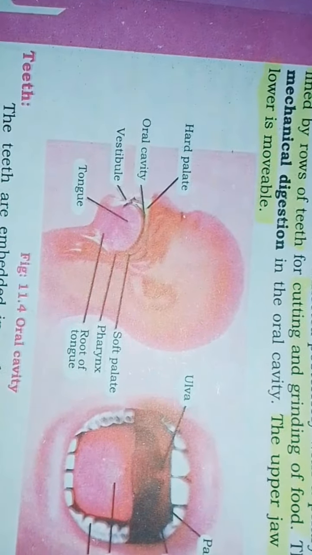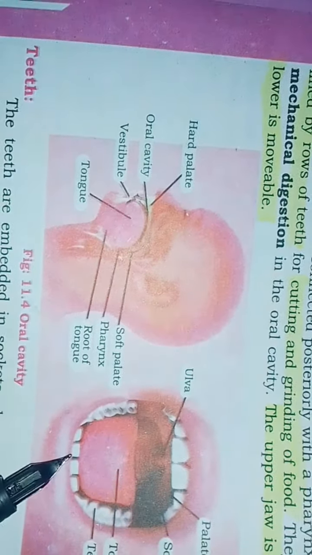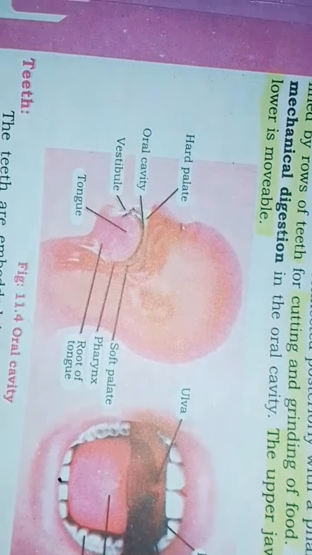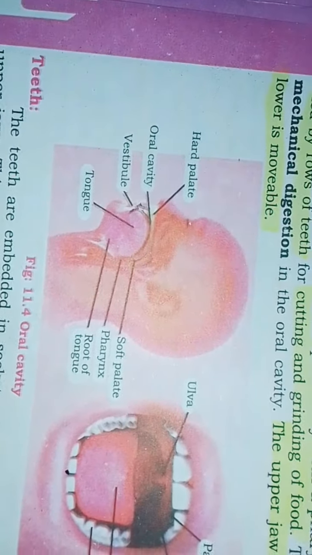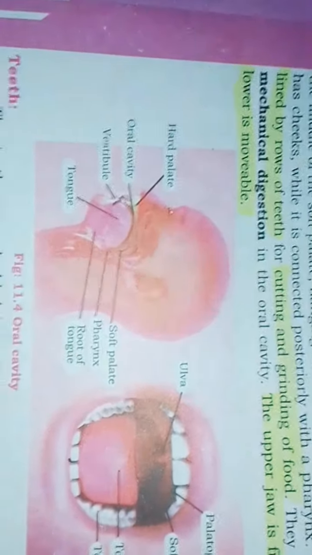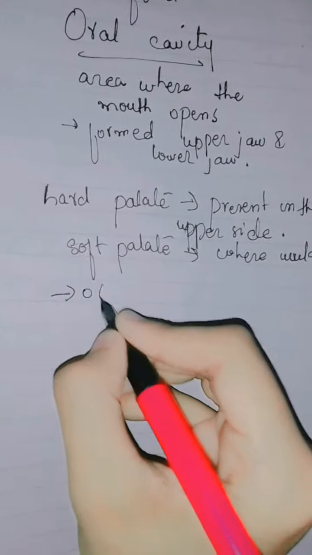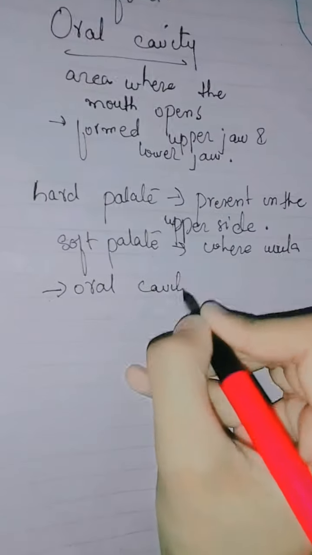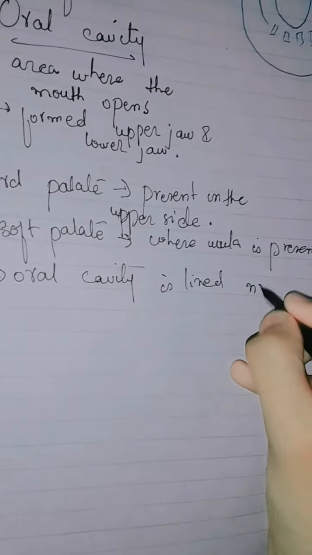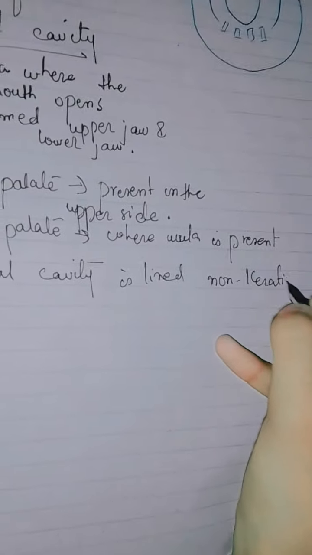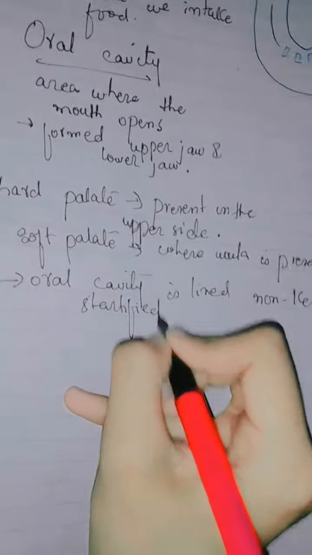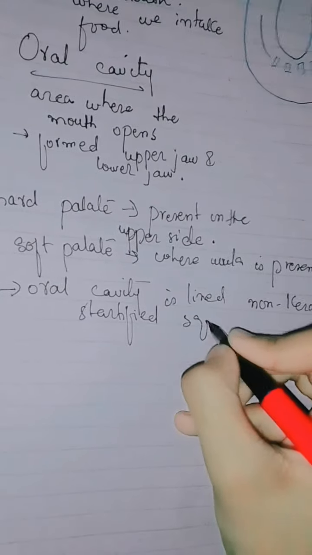If we talk about the underside of the tongue, the vestibule is present. Basically, it is secreted from the parotid salivary glands, which provide support to the tongue. The oral cavity is basically lined with non-keratinized stratified squamous epithelial cells.